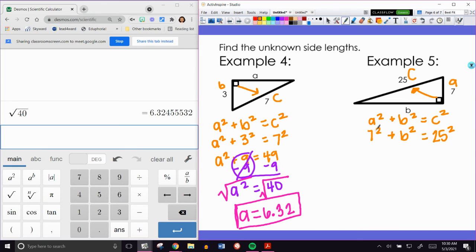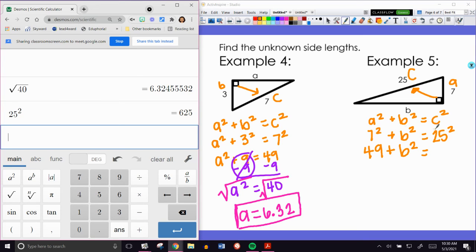So now I'm going to square 7. So 7 squared is 49. Plus, I can't do B squared, so I'm just going to bring that down. And then I am going to do 25 squared. And that gives me 625. Okay, so again on this problem, I can't add up a number plus a letter. So I have to do the opposite of addition. I'm going to go ahead and subtract.